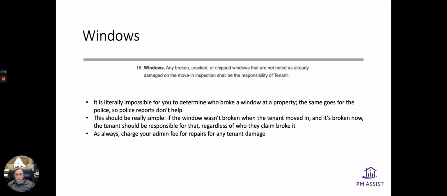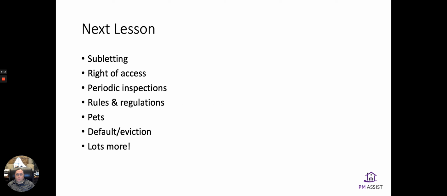Anytime there's a broken window at a property, the default should just be the tenant's responsible for paying for it. You should never be charging the owner for this. The tenant was in possession of the property. They were responsible for making sure the window didn't get broken. The window got broken under their watch. They should be charged. It should be that simple. Don't make this complicated. Don't force these bills on your property owner.